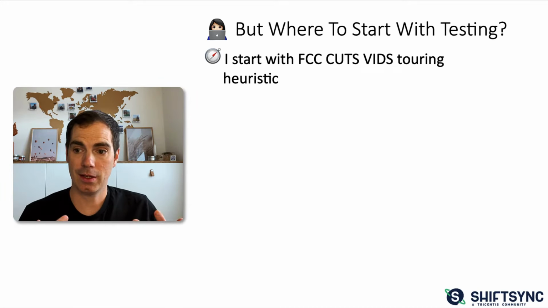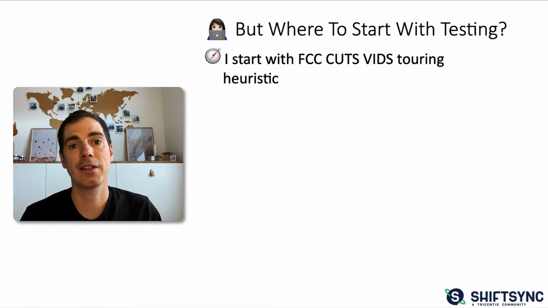It doesn't need to be an app that I explore in a work-related context. Sometimes I also explore apps in my free time. I think that touring heuristic is perfect, and I will make sure to post a link later. The idea is that each character has one tour behind it. And I usually use the first one already in FCC CUTS VIDS.